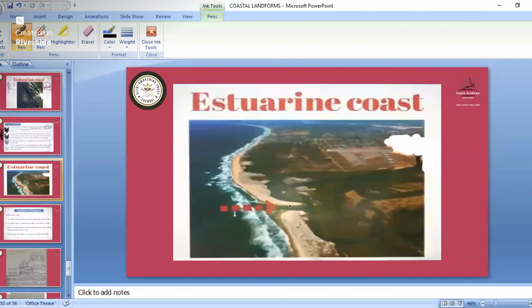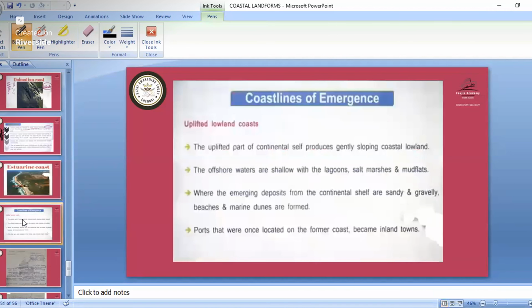See, water is coming this side. And that way it is coming and drowning, and the sea water is going this side and taking the shape of the coast. So that is the estuarine coast. Then the uplifted lowland coast. In that, lagoons, like on the Chilka side, we can see. Lowland coast means the water will be a little marshy or swampy. So that is known as the uplifted lowland coast.